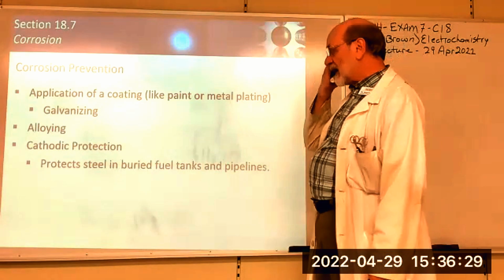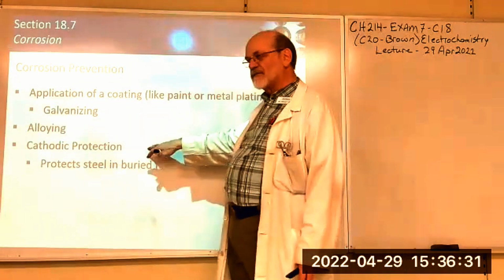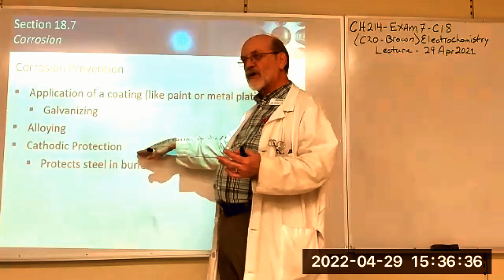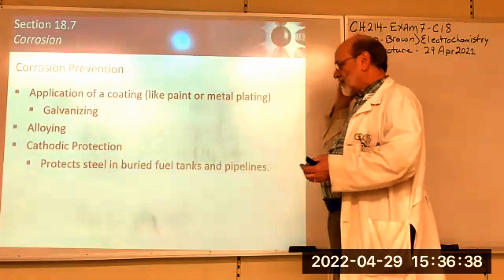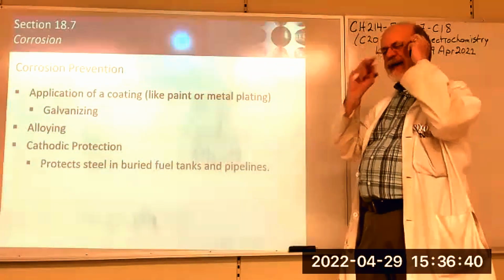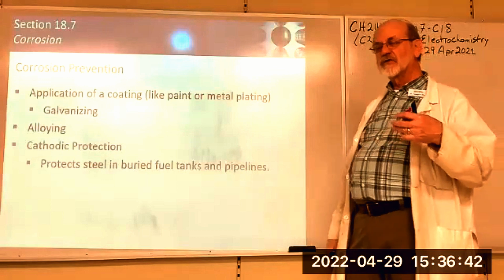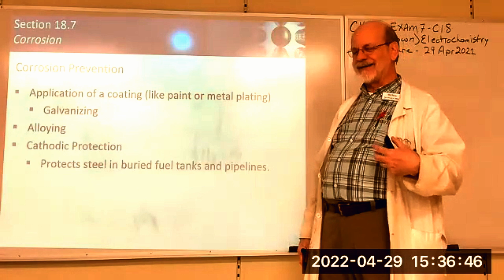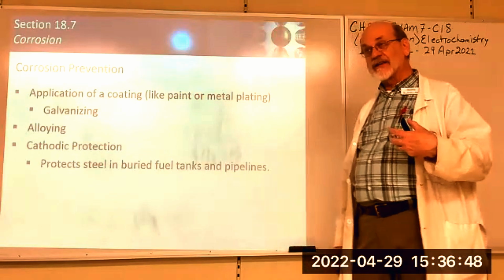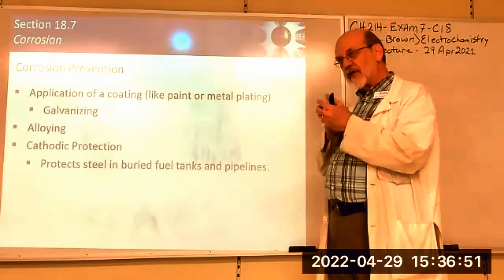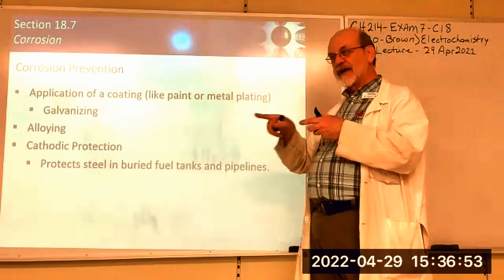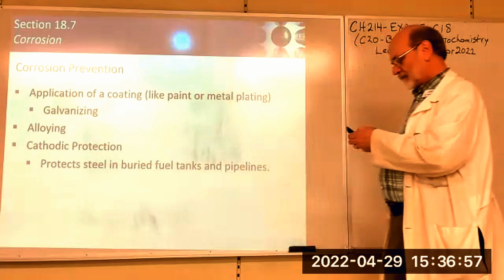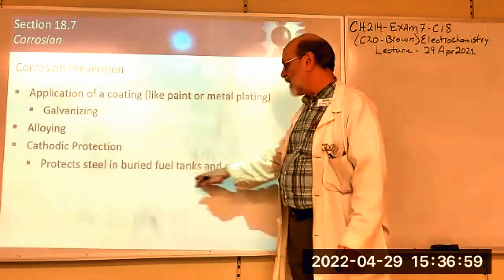The other way that you can protect the metal is you create an artificial galvanic cell, cathodic protection. So what you do is you connect the metal through a wire to another metal that's more reactive, and it acts as an anode and delivers electrons through that wire to the metal you want to protect and keeps it reduced. They use that on fuel tanks and pipelines.